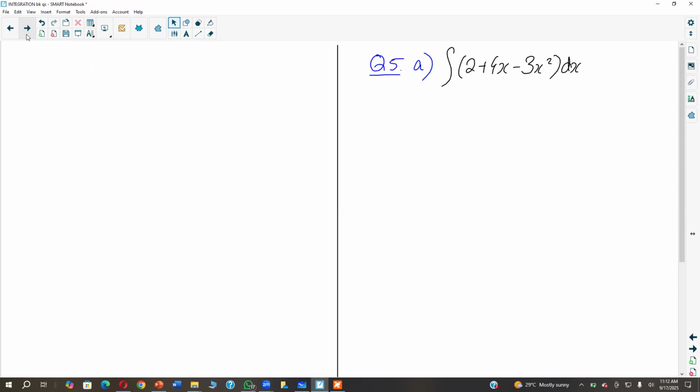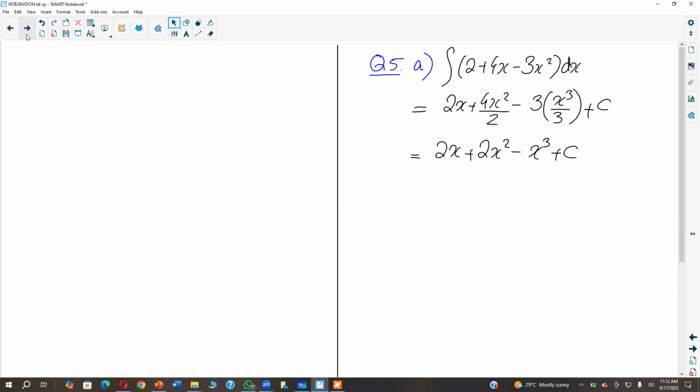Question number 5. 2 plus 4x minus 3x squared. So this is the idea. Look at this. I have integrated every function separately. 2 will become 2x and 4x will become 4x square upon 2, minus 3 into x cube upon 3. This is basically the integration process. So in integration, every number has to be integrated separately.